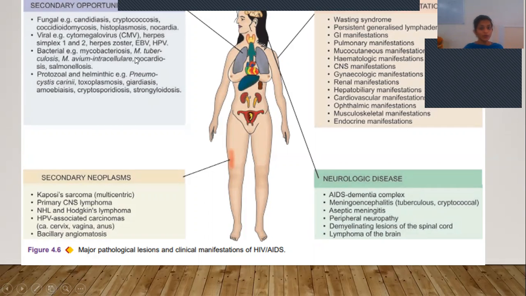Especially we can see Mycobacterium tuberculosis; more than 50% of the patients with HIV will have this tuberculosis.